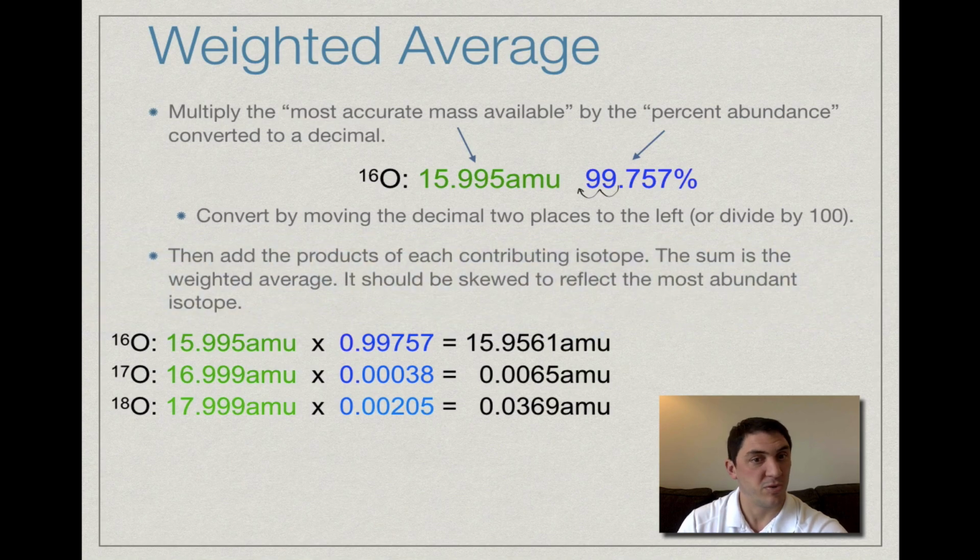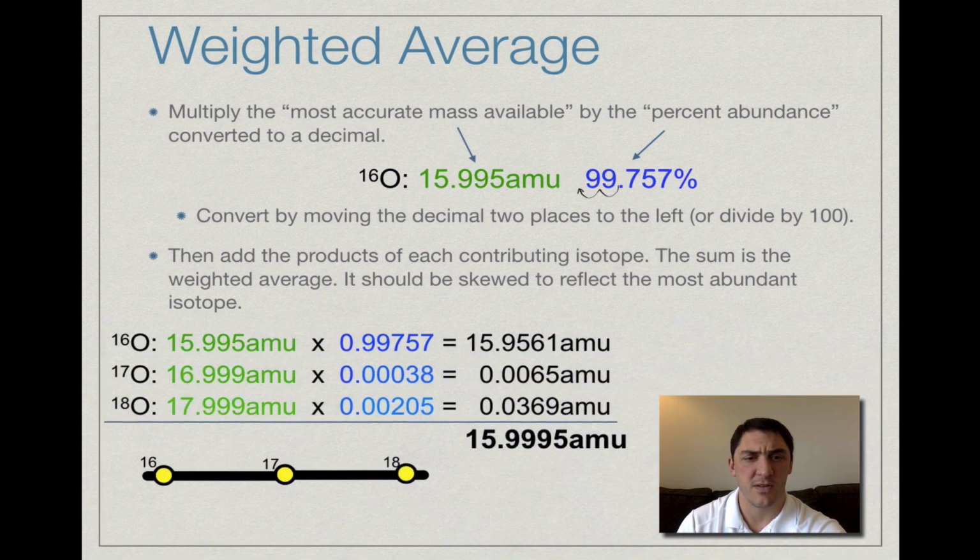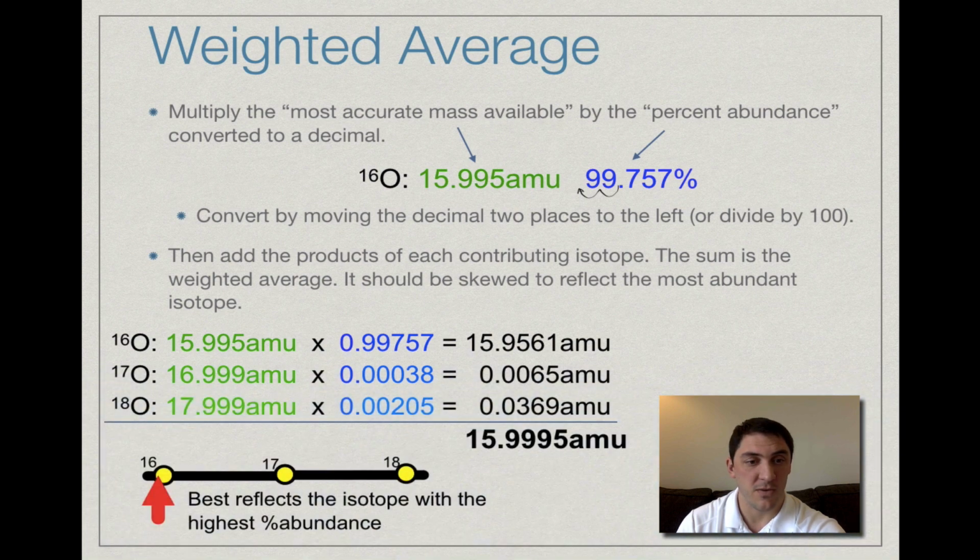What are we supposed to do with these products? We add them. There is no division in a weighted average. You multiply the mass by its percent abundance in nature as a decimal, and then you just add up all those contributors. When you add this up, you get 15.9995 atomic mass units. So on a number scale, if we're looking at the three different isotopes of oxygen 16, 17, and 18, our average falls in right there, right before oxygen 16, which is what it's supposed to be. That's the most abundant one. So it skews the results to reflect the one that's most abundant in nature.